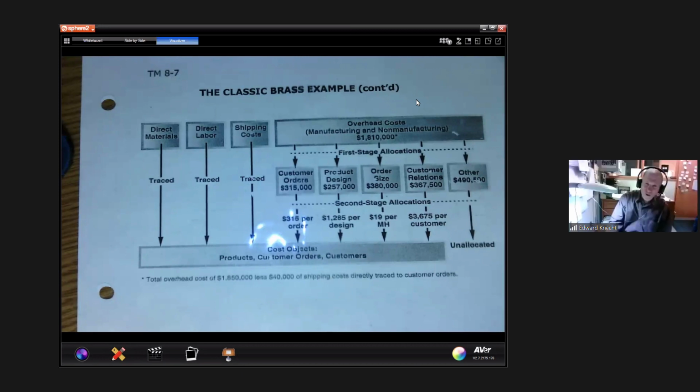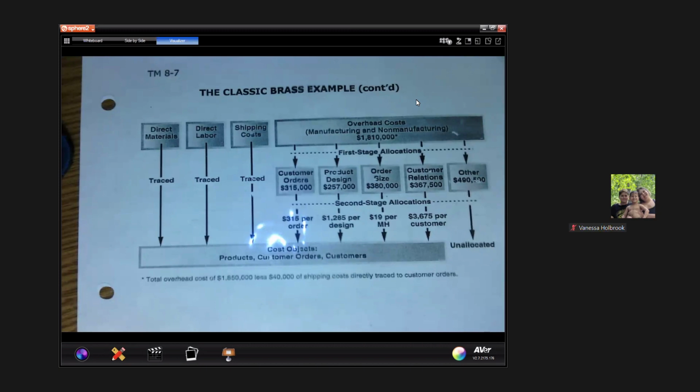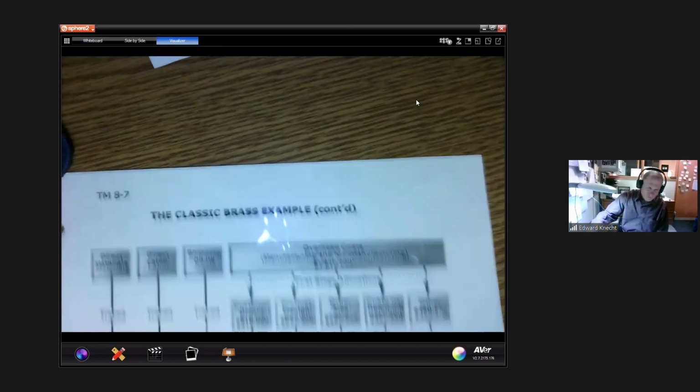And then overhead costs. So those are the activities that they break down: customer orders, product design, order size, customer relations, other. That's not going to be allocated. All right. And then you look at the annual overhead costs, both manufacturing and non-manufacturing costs.